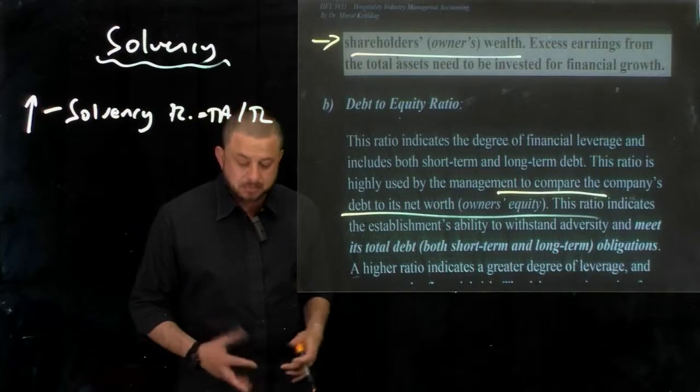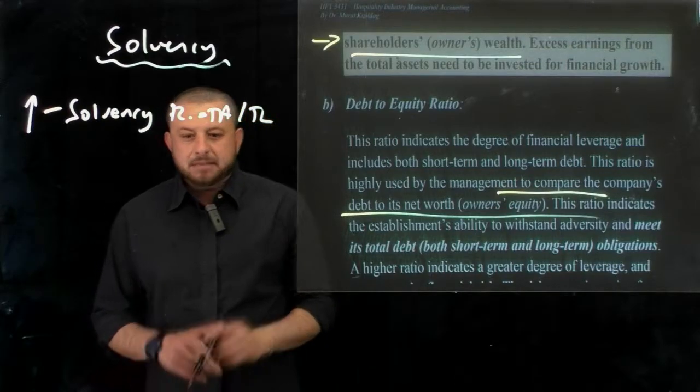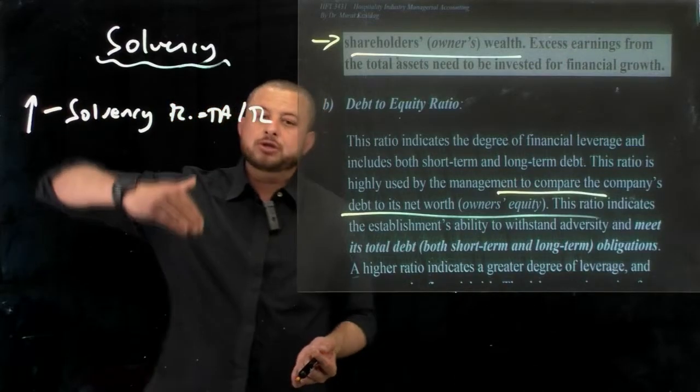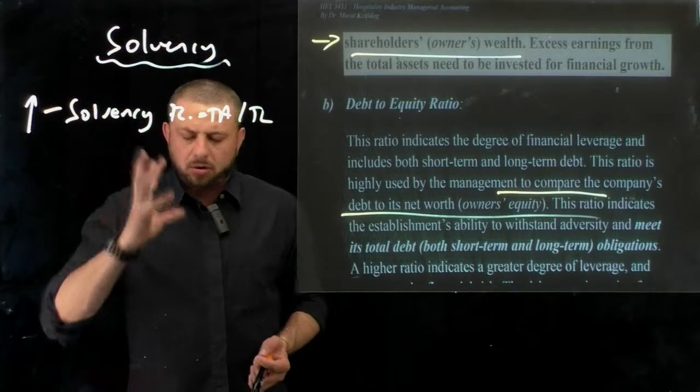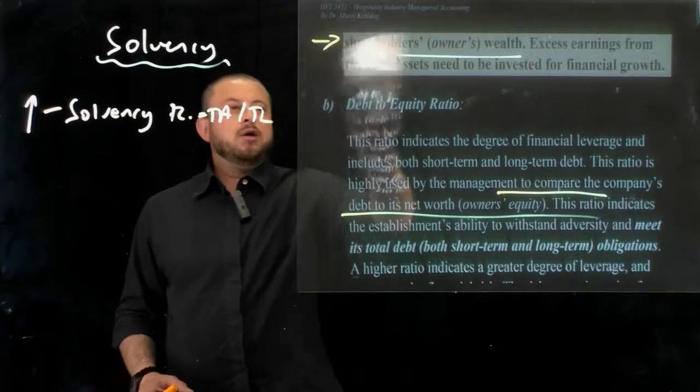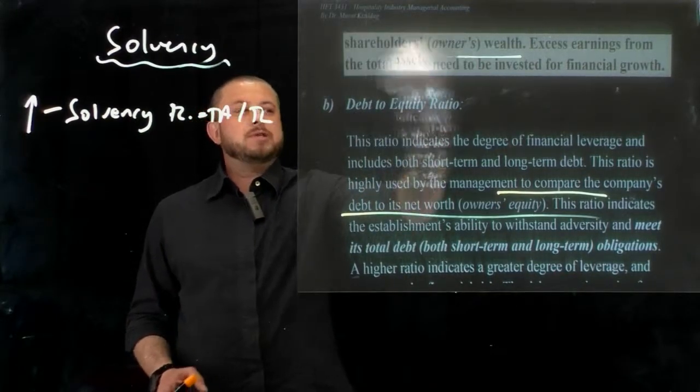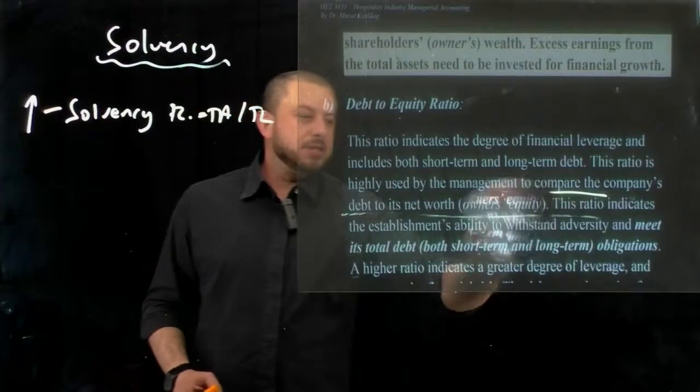Again, this is the topic of financial management. Again, balancing it out is very important. You don't want too high solvency ratios. You don't want too low or very low solvency ratios. Over 1 is always, always, always preferable by the hospitality companies.